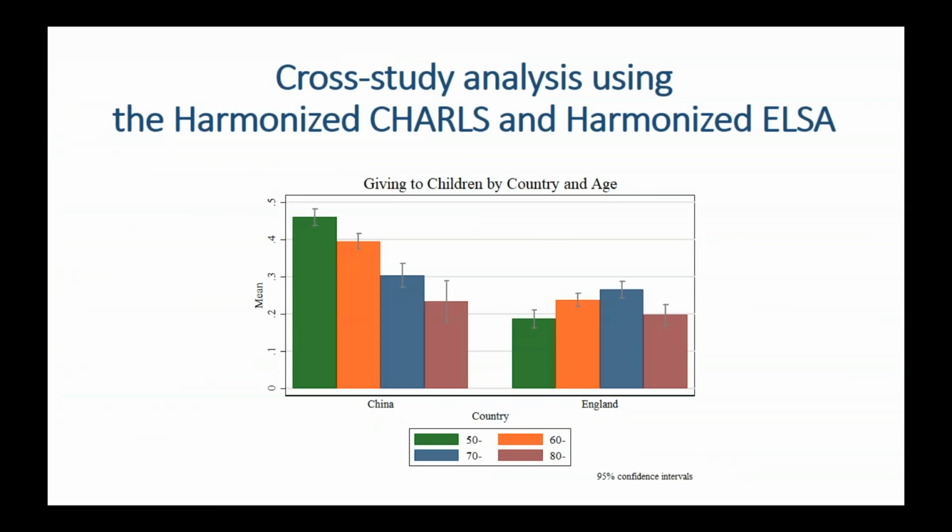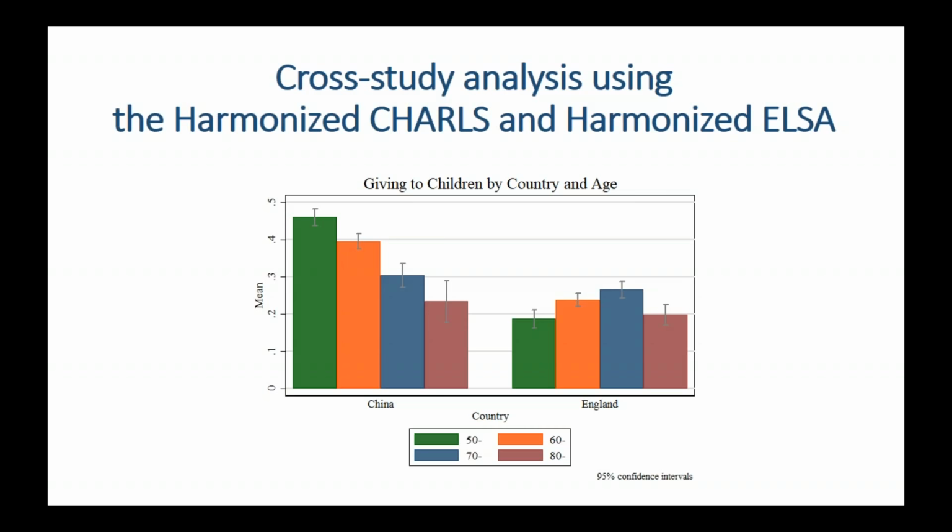And if we want to look at this graphically, because that is almost always easier, what you can see is that age is very correlated inside of China with whether people are giving financial support to their children. And it really doesn't seem to be, or if it is, not in the same way inside of England.